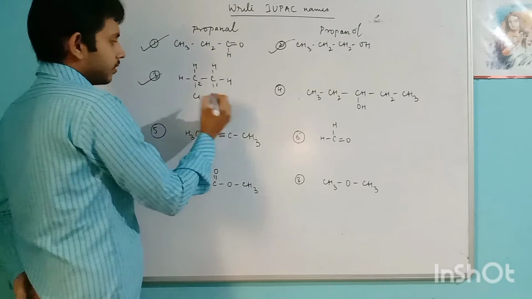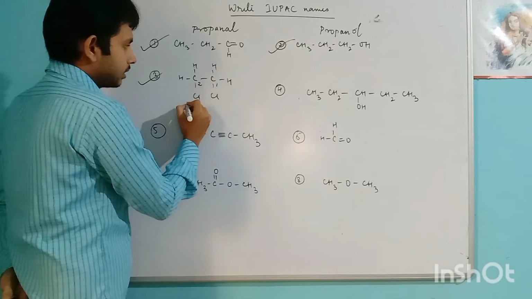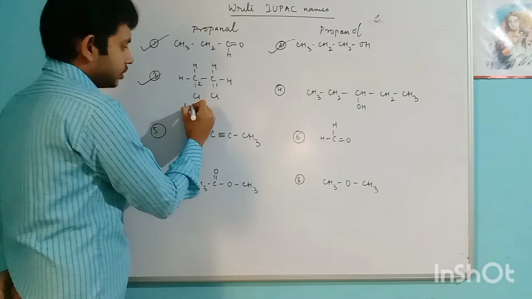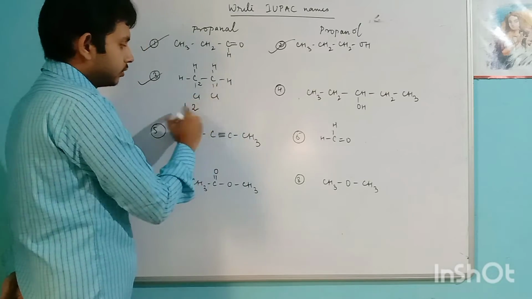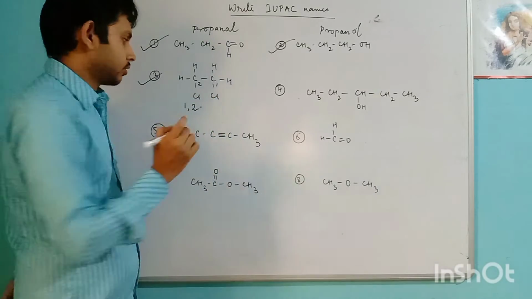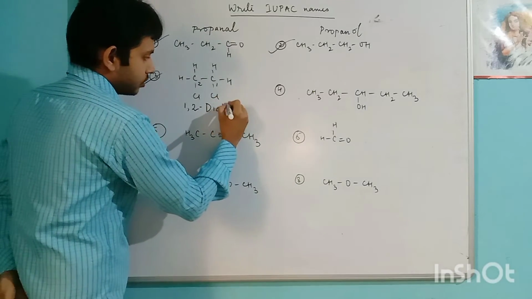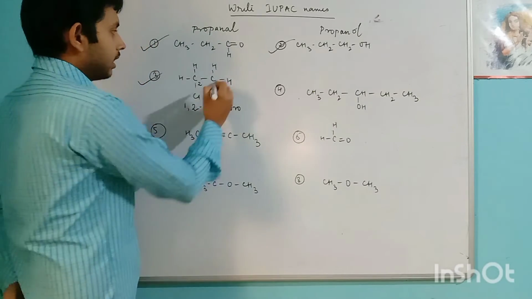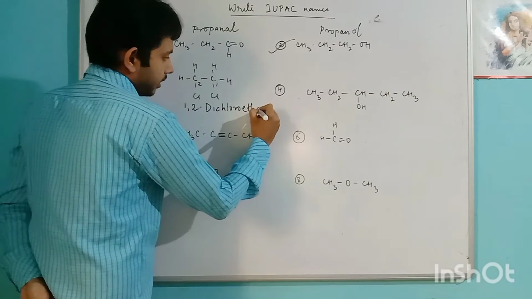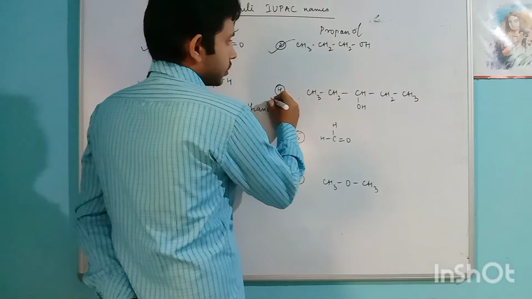The name will be, these 2 are chlorine groups. First chlorine is at position number 1. Second chlorine is at position number 2. So we will write 1,2, then a hyphen. Then since there are 2 chlorine, we will use the word di. Then we will write chloro, CHLORO, chloro. And then how many carbon atoms are there? 2 carbon atoms. So we will write ethane. Understood? Now the 4th question.